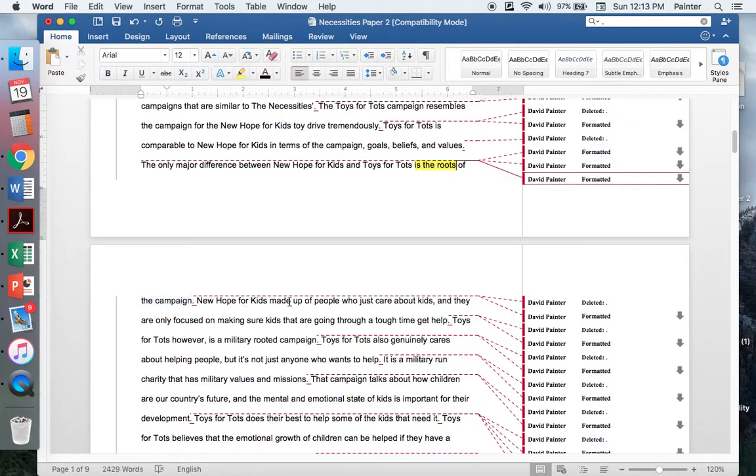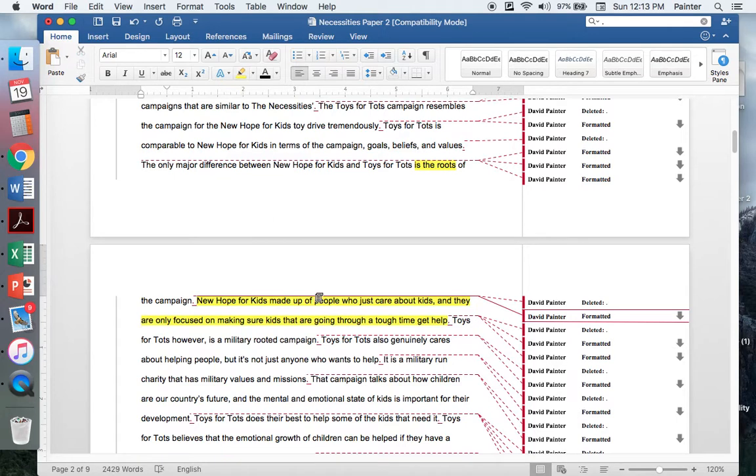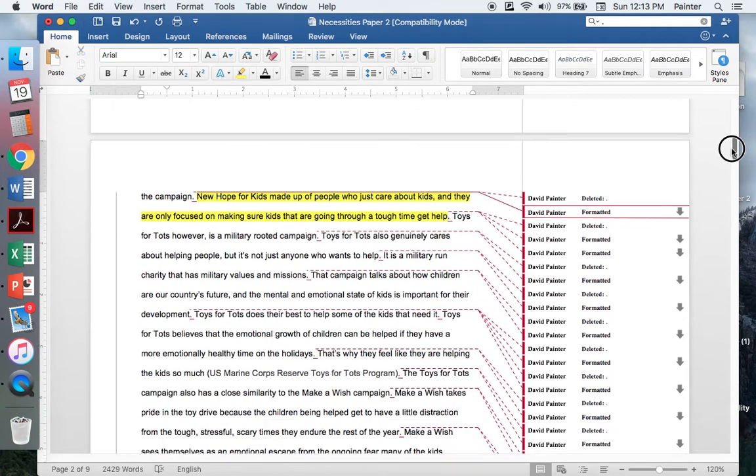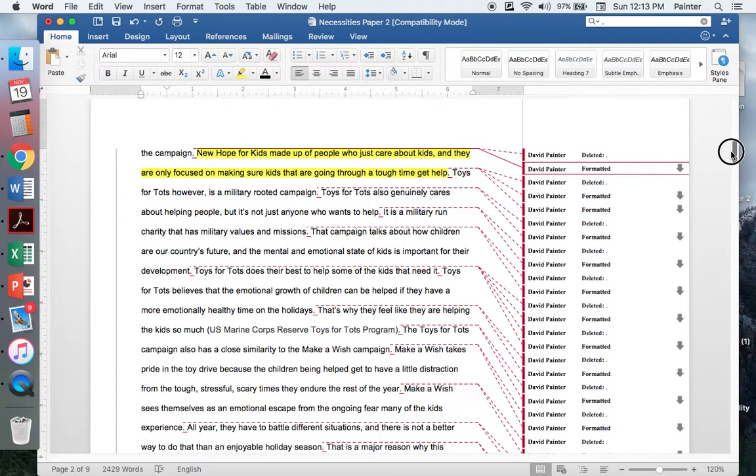New Hope for Kids made up of people who just care about kids. And they are only focused on making sure kids that are going through a tough time get help. That's not accurate. New Hope for Kids is an organization designed to provide grief support services to children who are suffering from the loss of a close loved one. Toys for Tots is military. Well, what does that difference mean in terms of how you would execute your campaign?